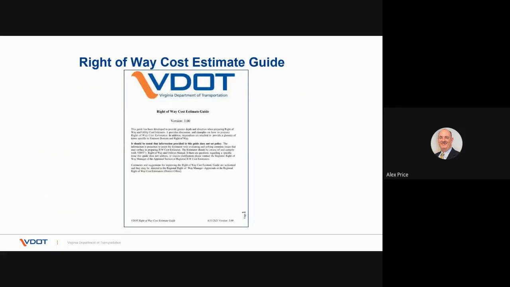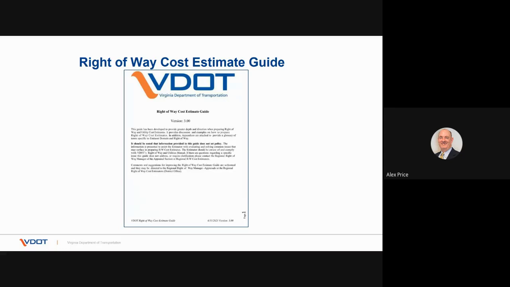All right, I also want to make you aware of another guide to help with cost estimating. The right-of-way cost estimate guide has been developed to provide a greater depth and direction when preparing right-of-way estimates. This guide does not replace policy as specified in the right-of-way and utilities manual, but serves as a resource to assist an estimator with evaluating and solving common issues that may surface in preparing right-of-way estimates. Version 3 is the latest and was made available in June and can be found on VDOT's website.